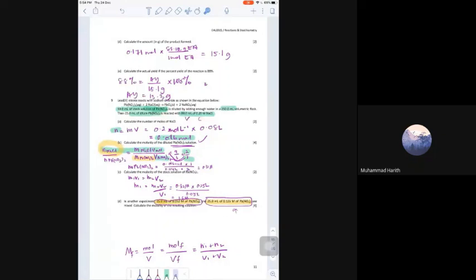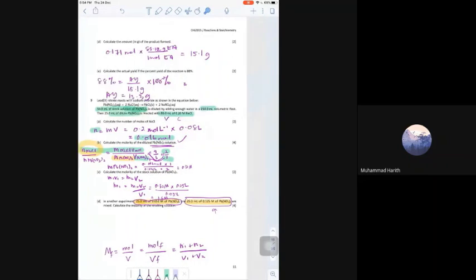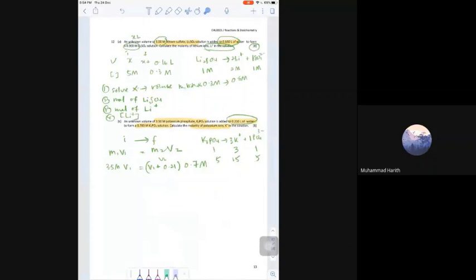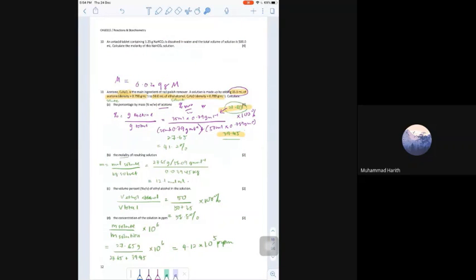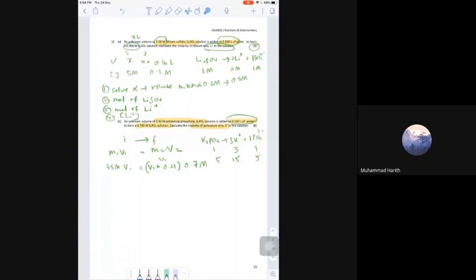Madam. Yes. Yang 12B tu jawapan akhir dia 2.1 kan? Ya. Okay. Kalau kita tengok pun 0.7 ni kan? If we have 0.7 molar of the potassium phosphate, so that K plus concentration will be times 3 lah. 2.1 molar. Okay.